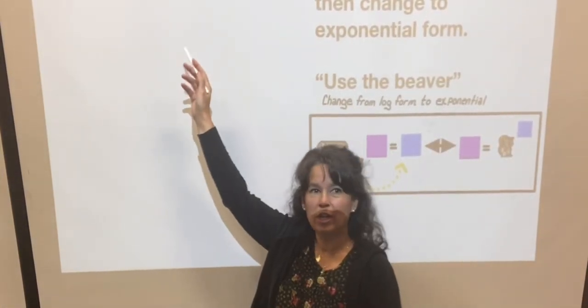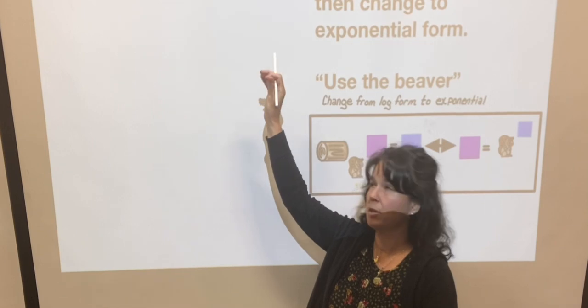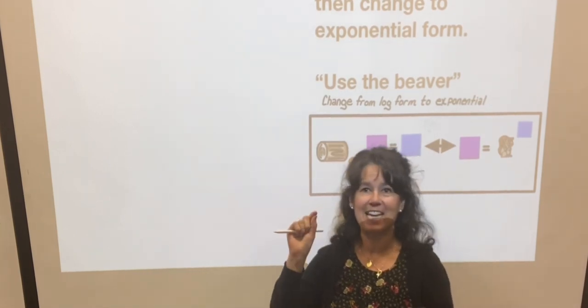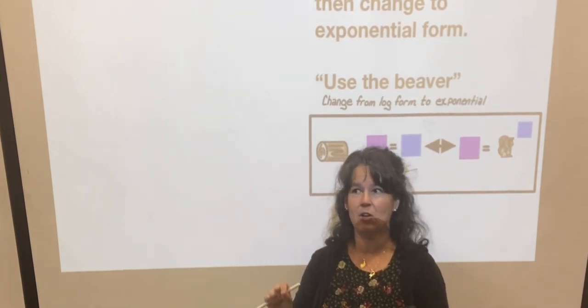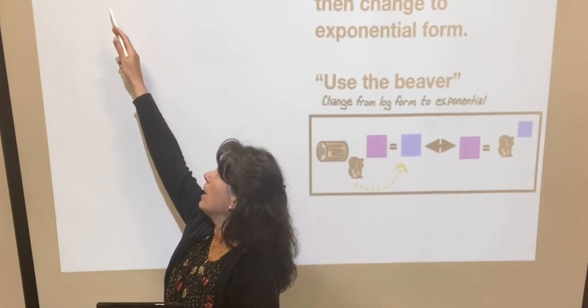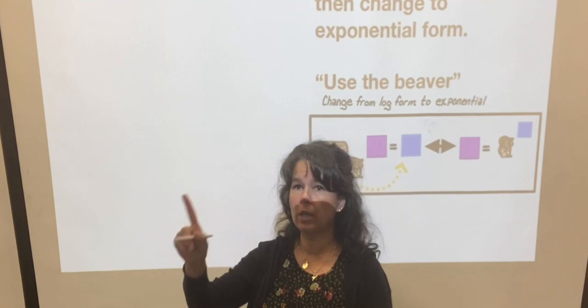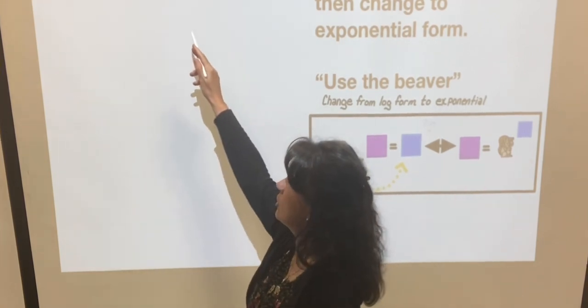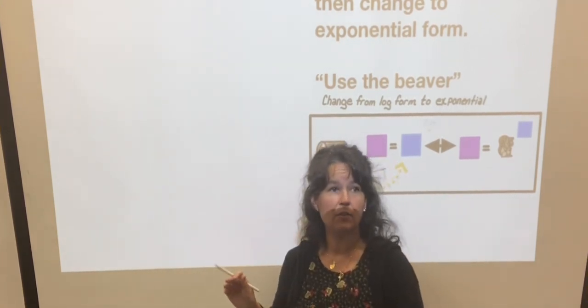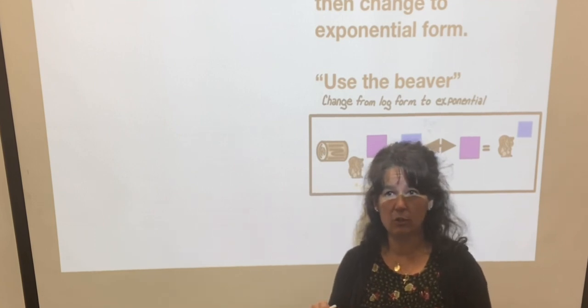If you want to solve an equation with a logarithm in it, one of the number one strategies is to get a single log by itself. So there's 1 log, not a 2 in front, just one logarithm. And as soon as you have that 1 log by itself, you're going to change to exponential form.